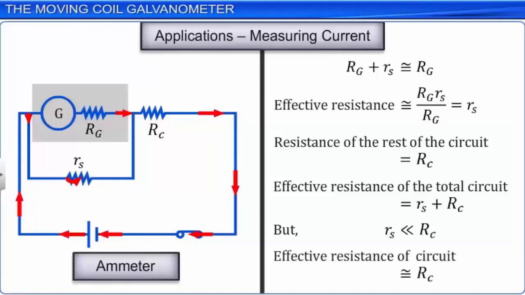That is, the resistance of the measuring device in the circuit is negligible. Thus, the galvanometer can be converted into an ammeter by connecting a shunt resistance in parallel. And the scale of this ammeter is calibrated and graduated according to the current sensitivity.